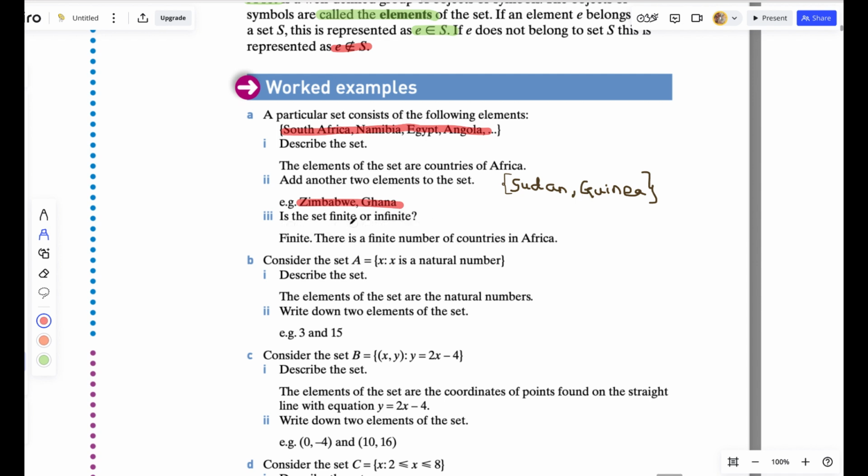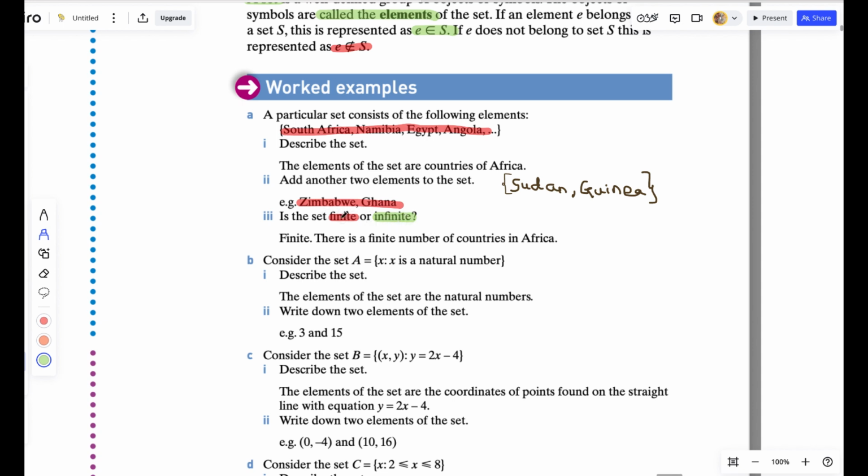Is this set finite or infinite? You know the meaning of finite? Finite is something that ends. Infinite is something that doesn't end. It keeps going, like natural counting numbers 1, 2, 3, which do not end.